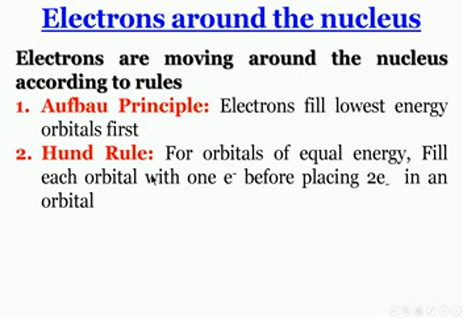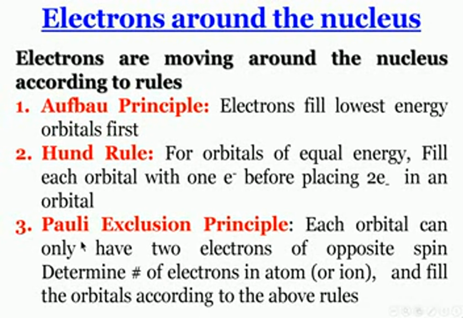The second principle is the Hund rule. For orbitals of equal energy, fill each orbital with 1 electron before placing 2 electrons in another orbital. If we consider, for example, 2p, as we said, we have px, py, and pz. If I have 2 electrons to be filled into p, I fill 1 electron in the first box and the second electron in the second box. It's not allowed to put 2 electrons in one box and the other boxes are vacant.